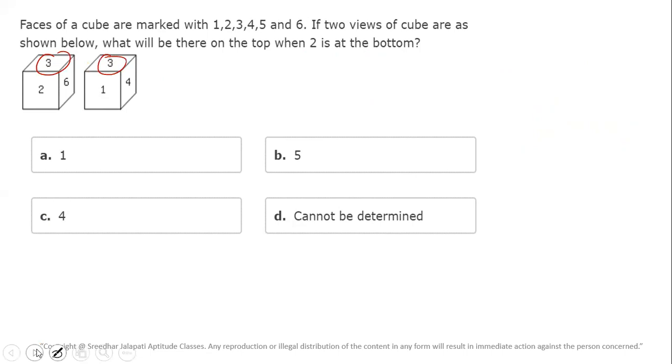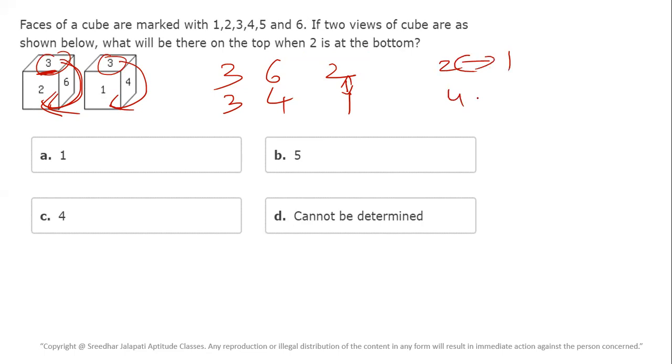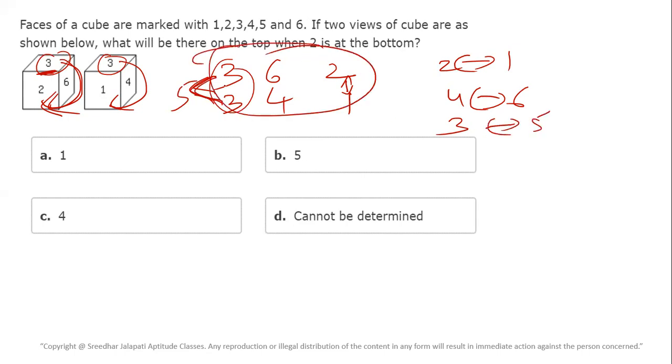So when common element 3 is there, what I said, you write the numbers either in clockwise direction or anti-clockwise direction starting from the common element. So in first dice 3, I'm writing in clockwise direction 3, 6, 2. And here also clockwise direction 3, 4, 1. So obviously now 1 and 2 are opposite, 4 and 6 are opposite, and 3 is common. What is missing here? 5 is missing. So 3 and 5 are opposite.